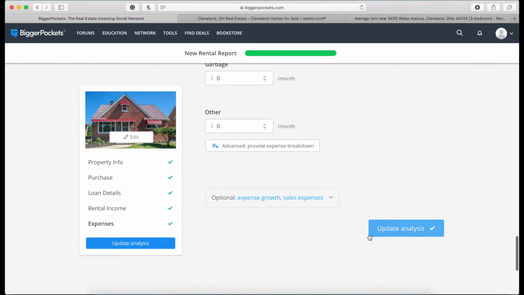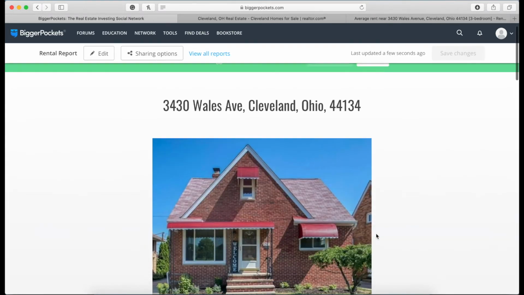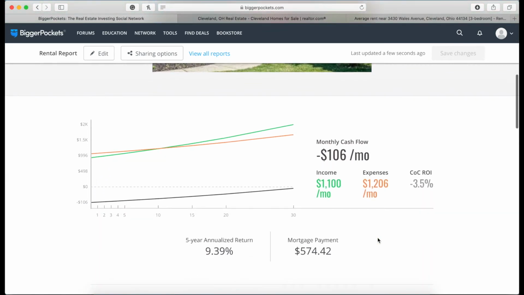And so I keep going and then I can check what the analysis spits out for me. So here it shows up. I scroll down and yep, those are not pretty numbers. The cash flow is minus $106 per month. And the cash-on-cash return is minus 3.5%. Those values are really bad.